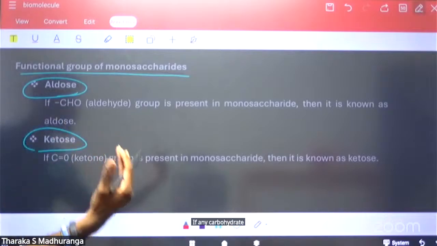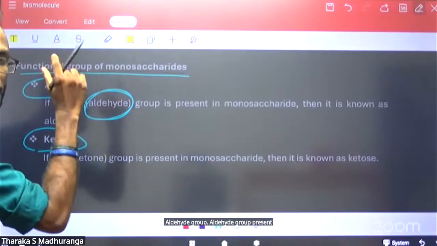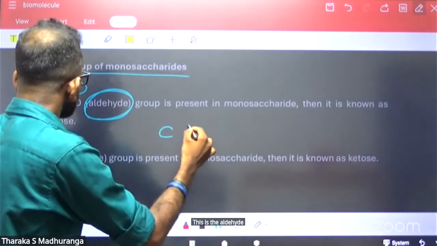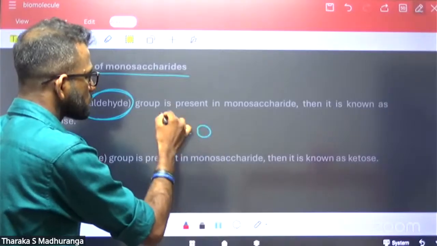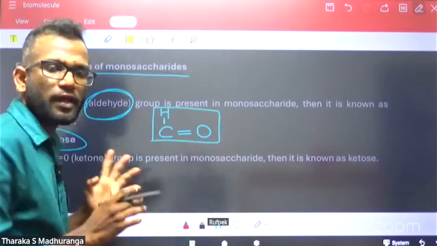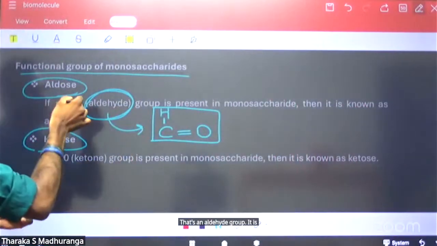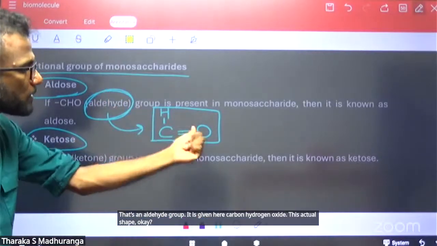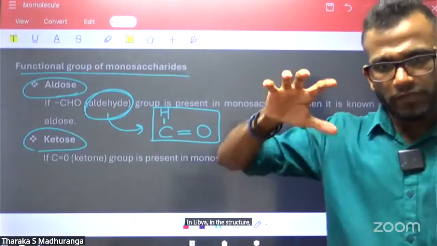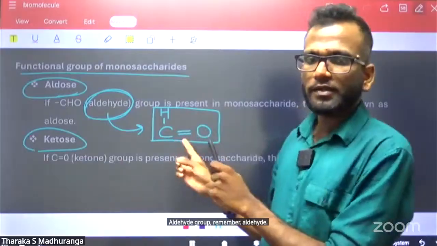If any carbohydrate or monosaccharide contains an aldehyde group, remember what the aldehyde group means: if this type of group is present anywhere in the structure, that is an aldehyde group. It is carbon, double bond oxygen, and hydrogen. Anywhere in the structure, if it contains this, remember, aldehyde means CHO.